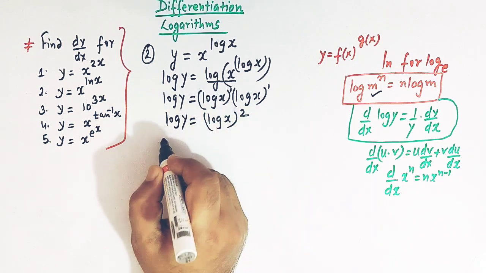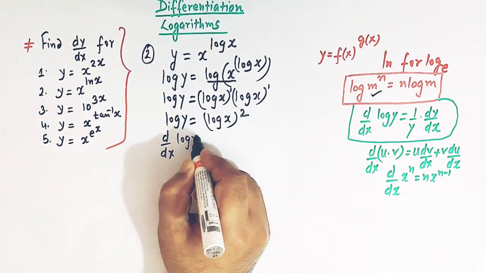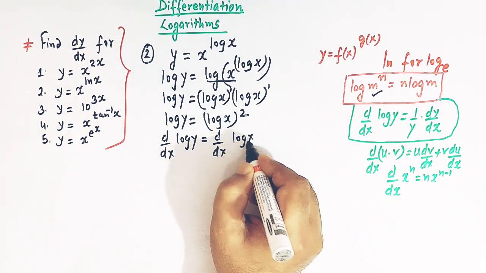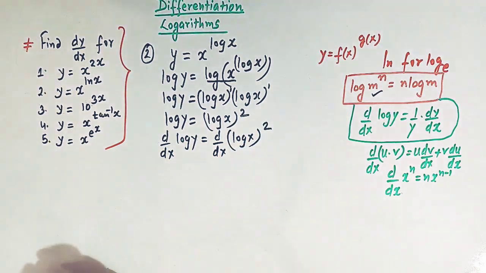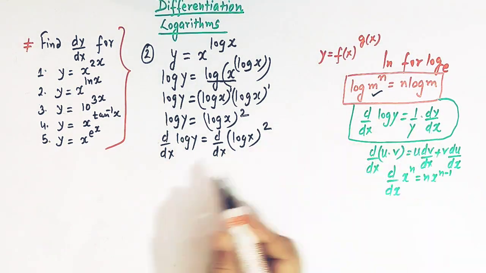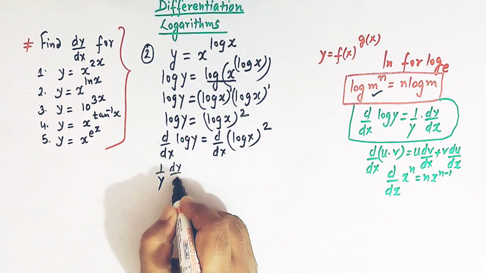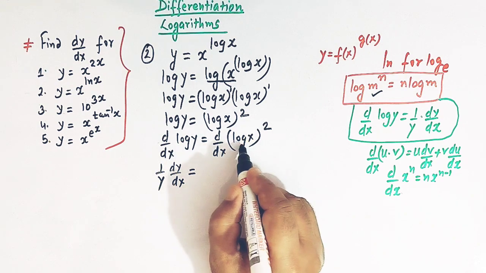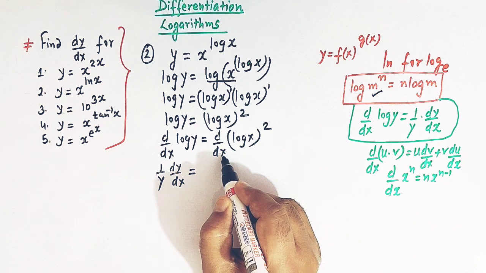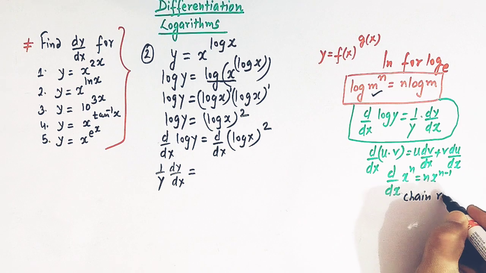Now we can differentiate both sides with respect to x. So we have d by dx of log of y, and here we have d by dx of log of x square, right? Now again, the derivative of log of y with respect to x is 1 over y dy over dx, and here we have the derivative of log of x square with respect to x, right? So here I will make use of the chain rule, right?